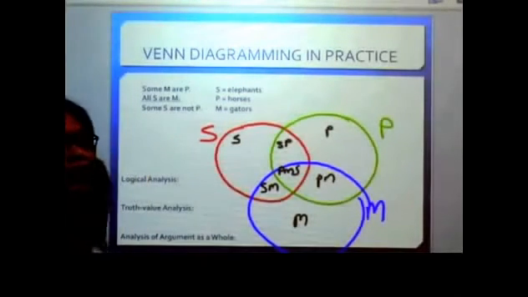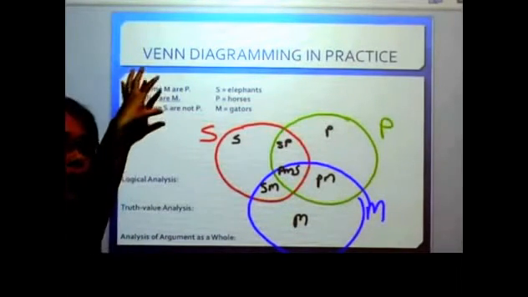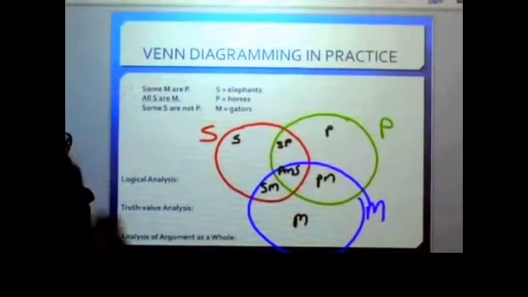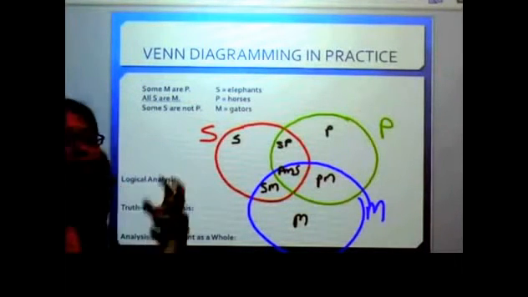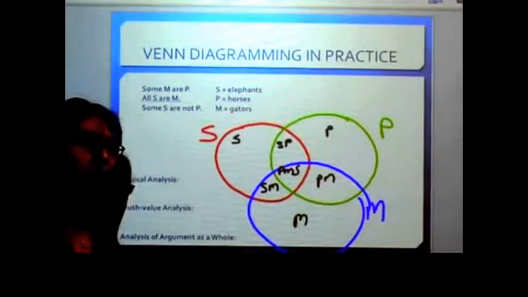We want to now diagram only the premises again, and when we look at our premises, notice that we actually have one universal statement and one particular statement.